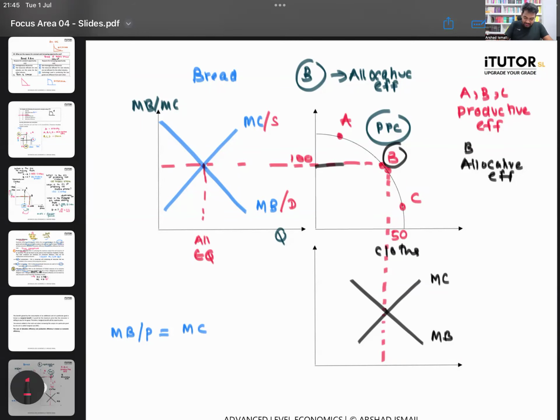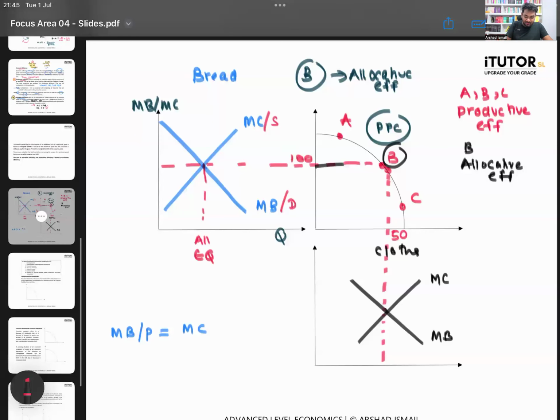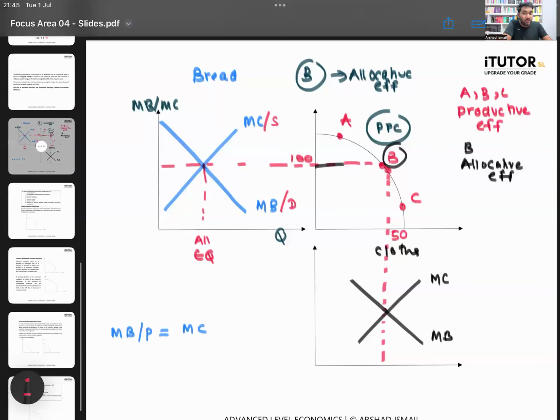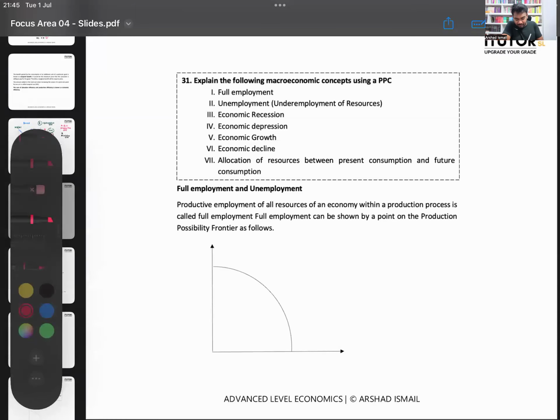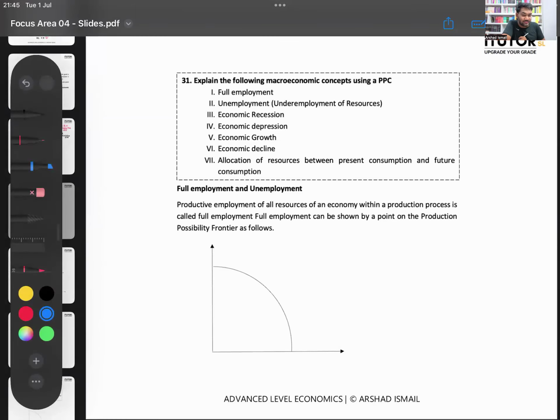Done. So then coming to the last parts of this lesson, a few macroeconomic concepts on a PPC. I only have 4 more slides. You quickly give me answers, and I will finish the class soon. How do you show full employment on a PPC? If you use all your resources fully, how do you show that on a PPC? Any point on the PPC will be full employment. So full employment, point A.